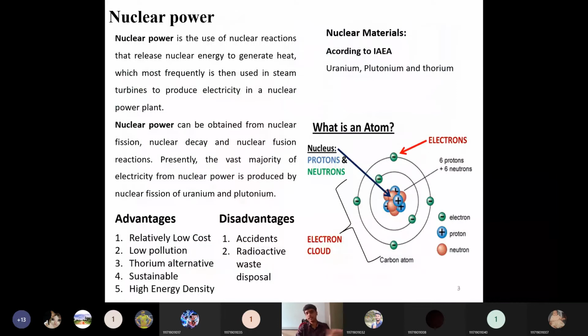Okay, this is a general introduction to nuclear power. Until now, if you have any doubts or want to know more about anything, you can ask me. So simply, we can define what an atom is.